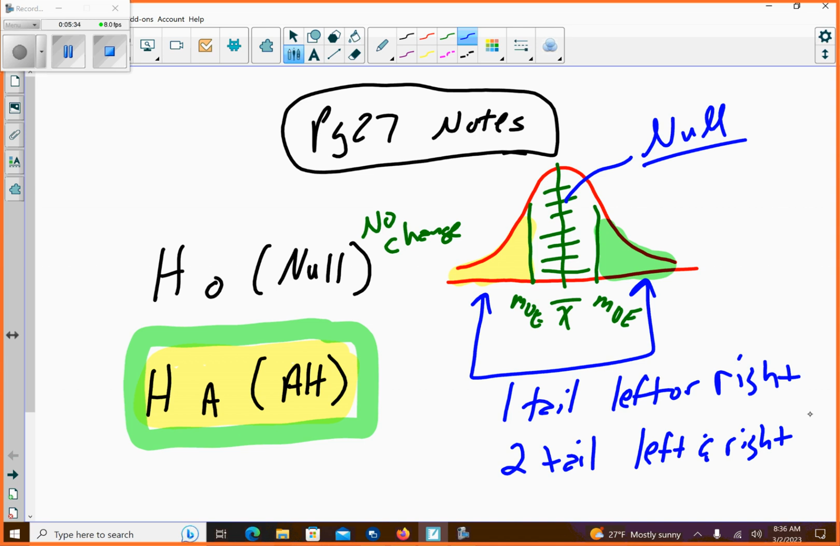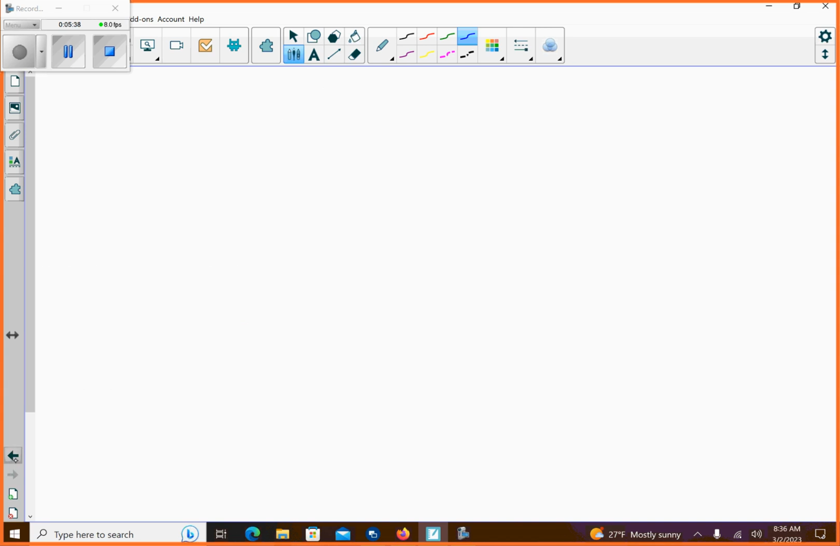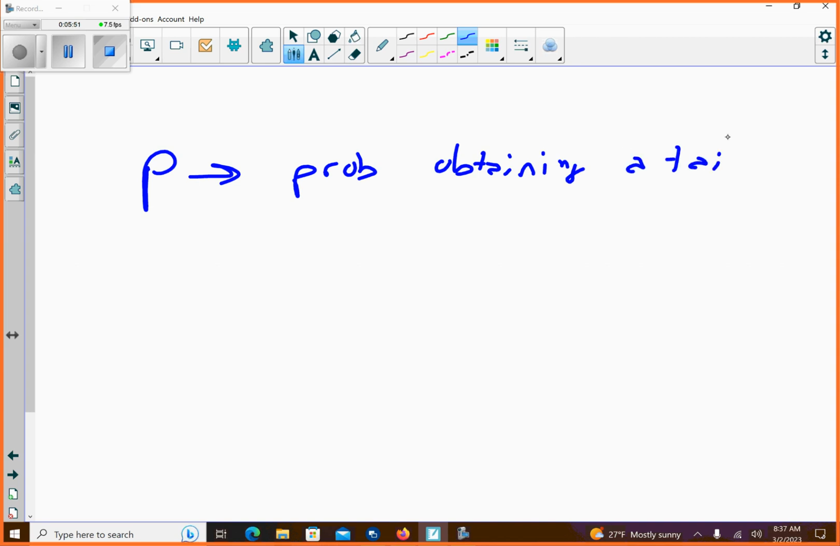And then with the p-values, a p-value is basically the probability of obtaining a tail, and whether it's one or two tail depends upon what you're testing. Okay, that's kind of the thing. So lower p-values.